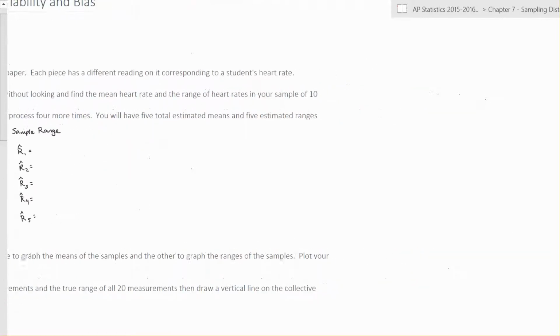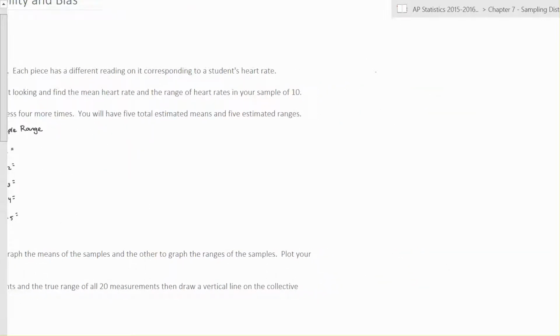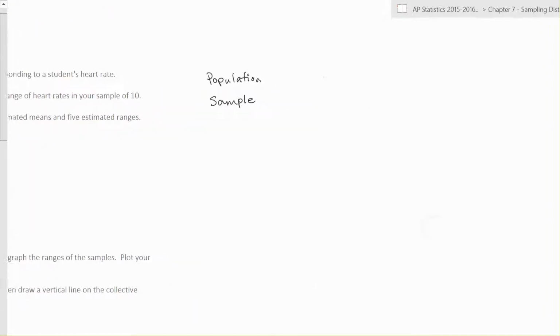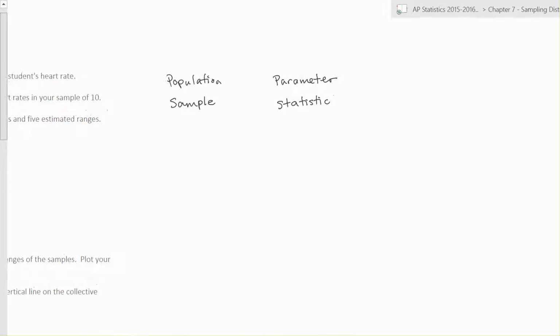Okay? So in the notes, you'll see a summary of those four things: population, sample, and then the true thing we're trying to estimate is actually called a parameter. We've seen that before. Parameter, and then the statistic.